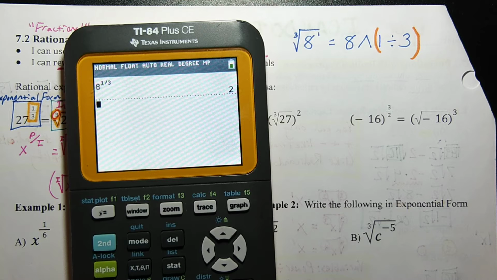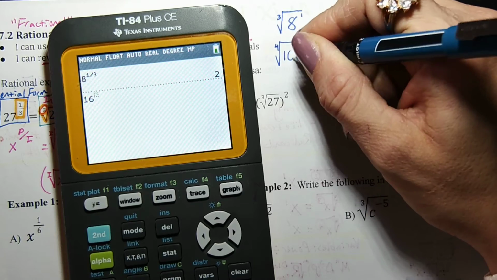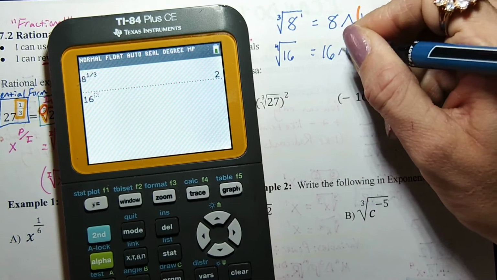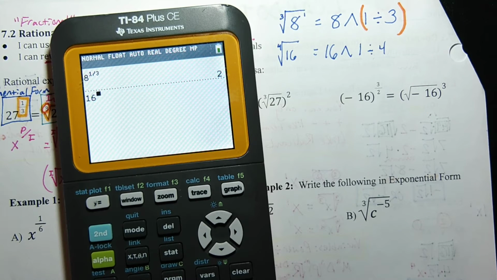If I wanted to take the 4th root of something, what power would I raise it to? If I wanted to take the 4th root of 16, what power would we raise it to? The 1 divided by 4 power, the 1/4 power. So 4th root, 1/4. 5th root, 1/5. 6th root, 1/6.